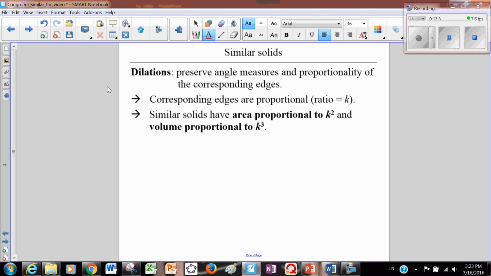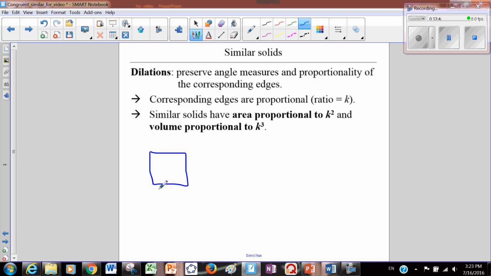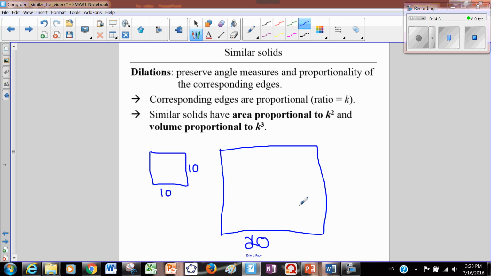Now when we do it with solids, okay, solids, they're in 3D, right? So for example, if we have here something that's 10 by 10, right? If I double the sides, I have something here that's 20 by 20, right? So my K is equal to 2.